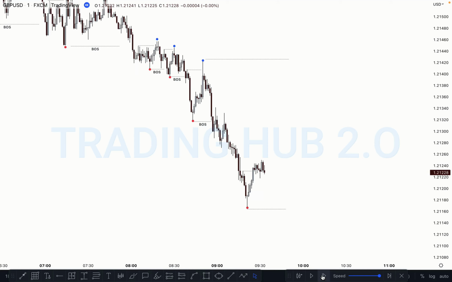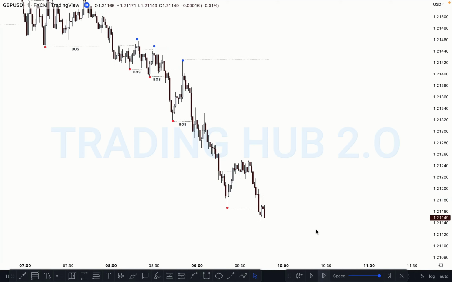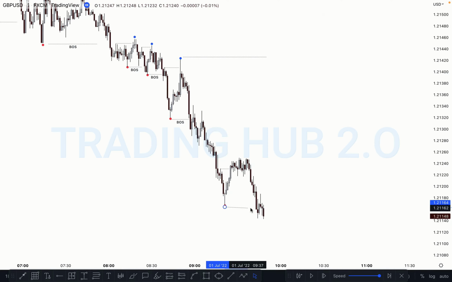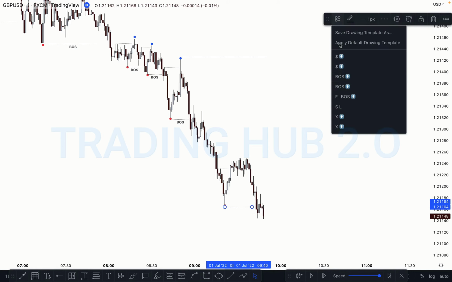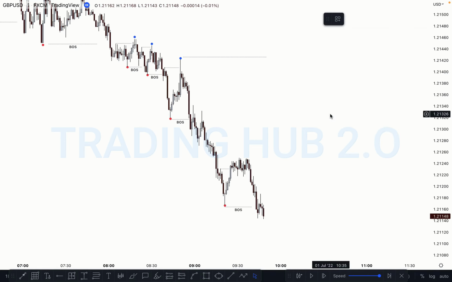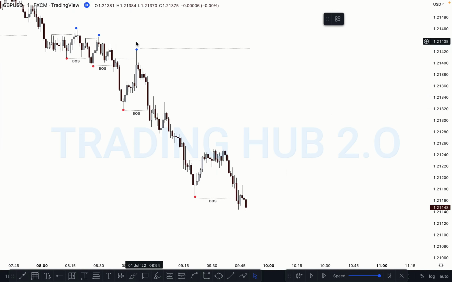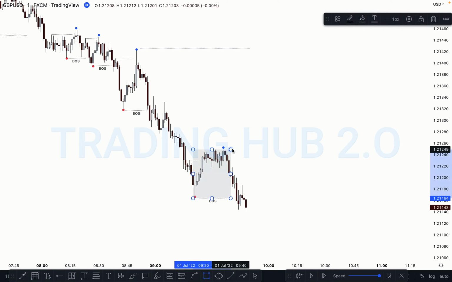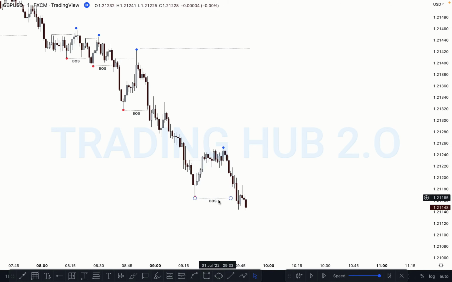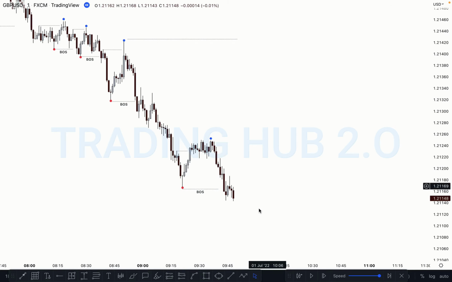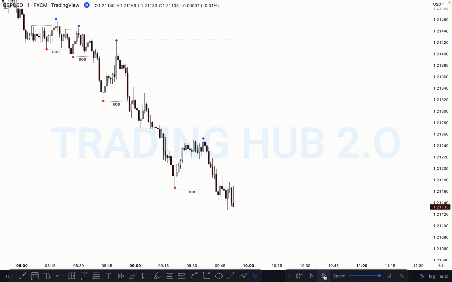Let's see. Okay, finally the market breaks this low, so this is also known as break of structure. And this one is our lower high, correct. So this is our lower high, because this point is the highest point before breaking this low, right. Let's see what happened next.